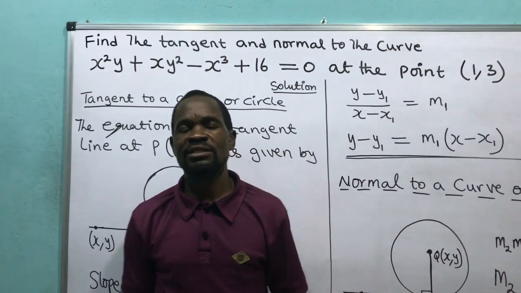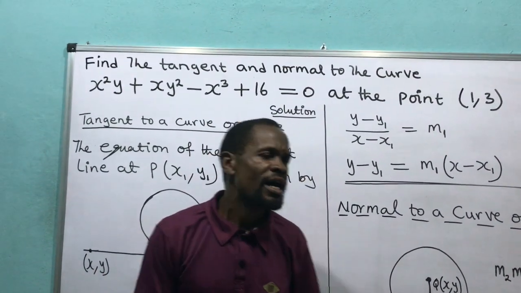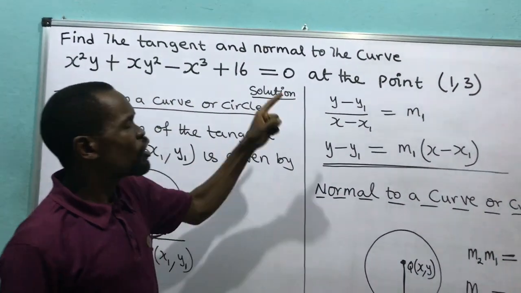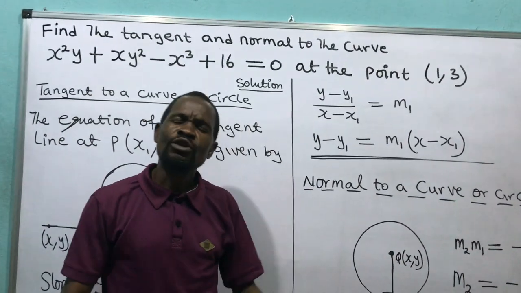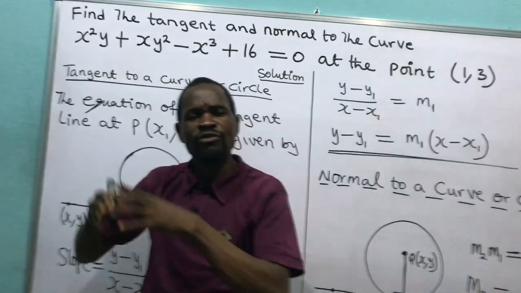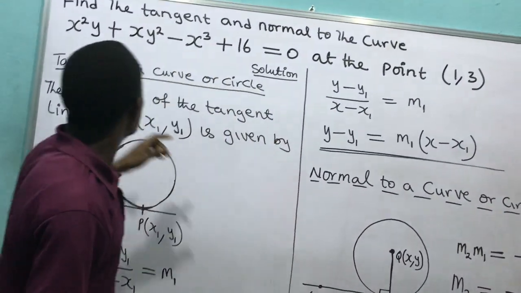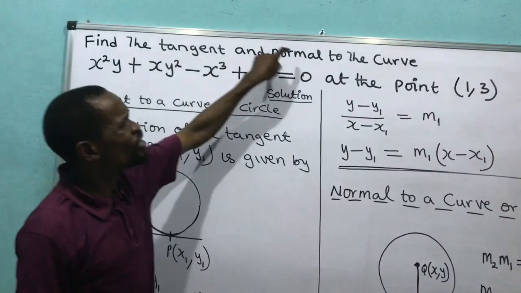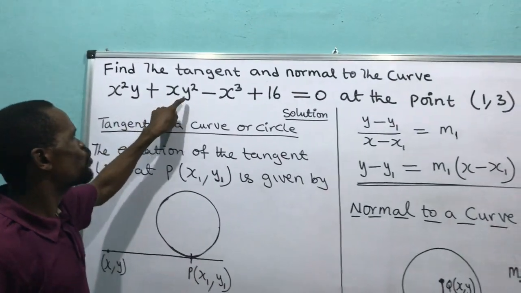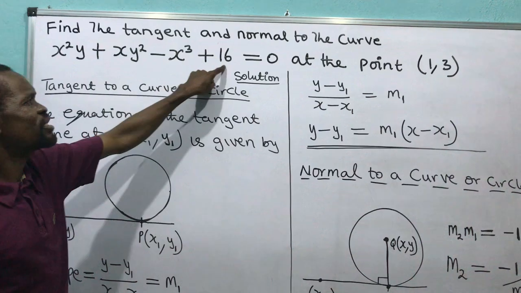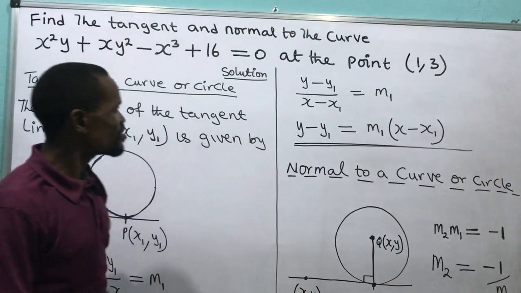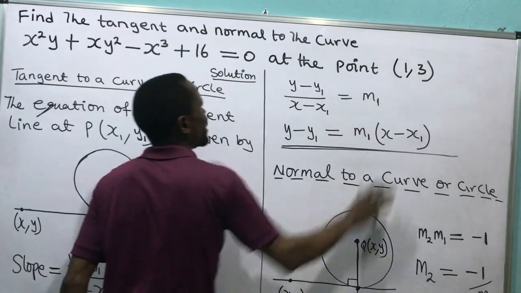Good day, viewers. In this video tutorial, I'm going to teach you, in less than 5 minutes, tangent to a curve and normal to a curve. I'm going to teach you the equation of a tangent to a curve and the equation of a normal to the curve. Look at it. Find the tangent and the normal to the curve x^2 y + x y^2 - x^3 + 16 = 0 at the point (1, 3), that is, at the point x = 1 and y = 3.